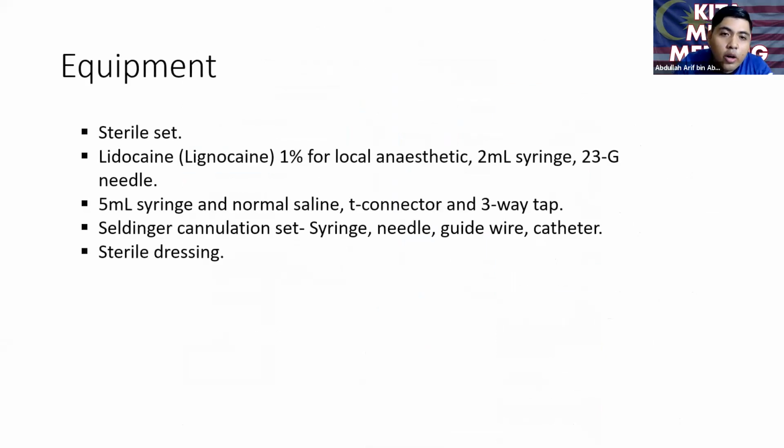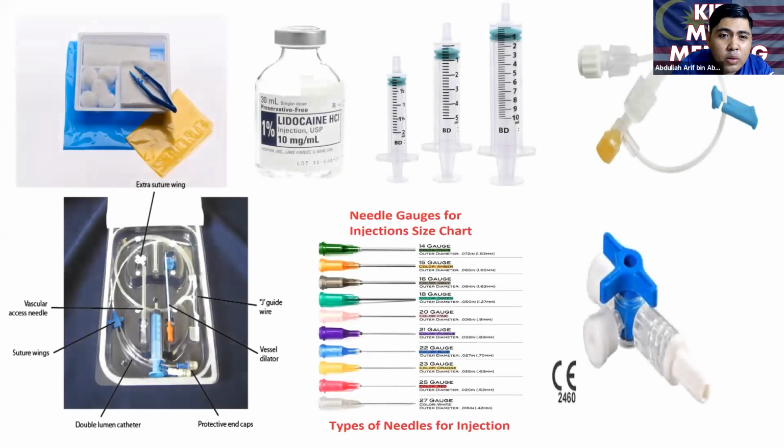So equipment for this procedure, we need a sterile set, lidocaine. Lidocaine is a local anesthetic. Next we need a syringe, T-connector, 3-way tap, Seldinger cannulation set, needle, guide wire, catheter, and sterile dressing. Okay, next. I will show the picture. So this is the picture.